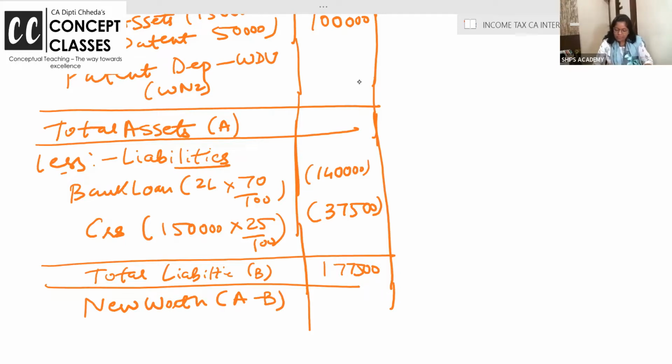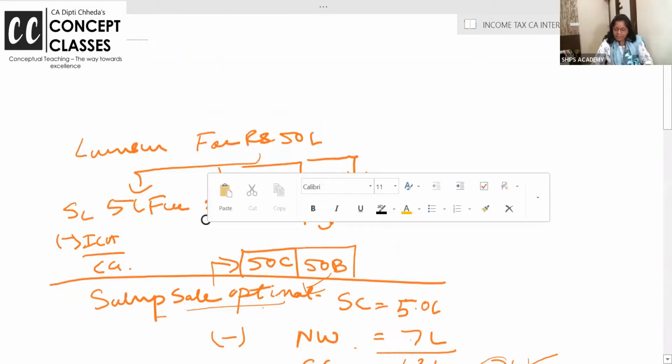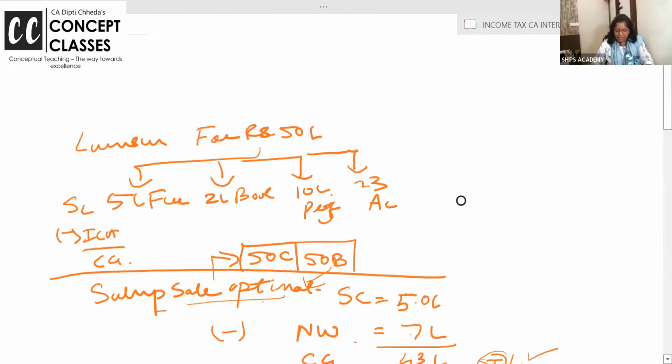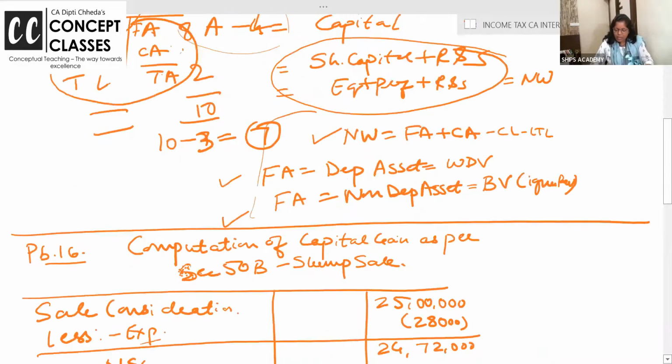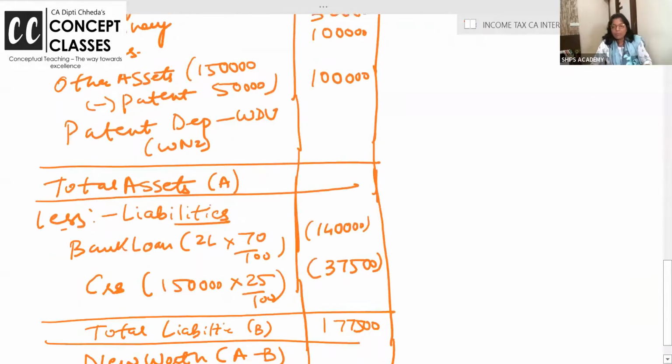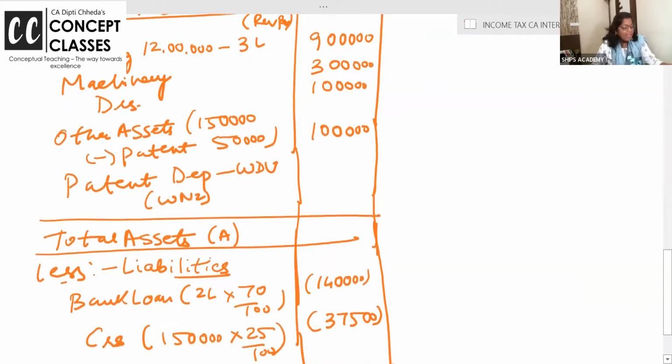Patents I'm calculating, dear. Just listen, read the problem. You will not have any doubt. I'm telling you, 90% of the students who come to me, if I say read the problem loudly, then they have no doubt. Read it. I'm reading for you. Other assets include patent acquired for 50,000, no depreciation charged. So remove the patent and write 1 lakh other assets.